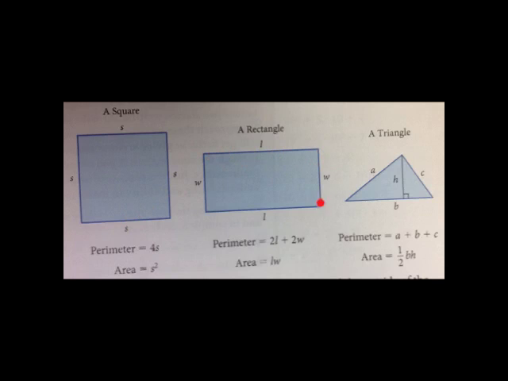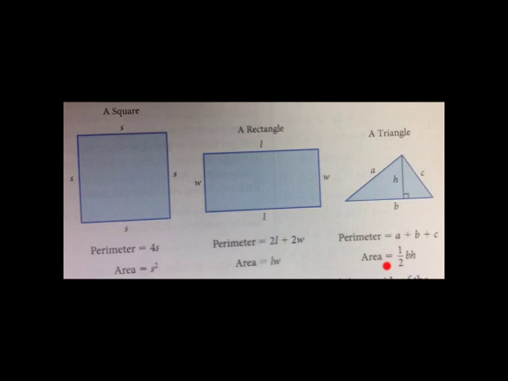Area of any other rectangle that's not a square, because the lengths opposite each other are the same and the widths opposite each other are the same, but the length and the width are not the same. So we have to take the length times the width. That'll give us the area.